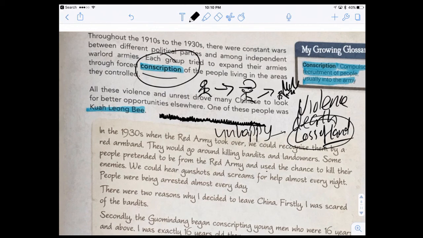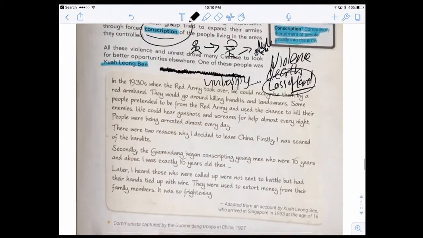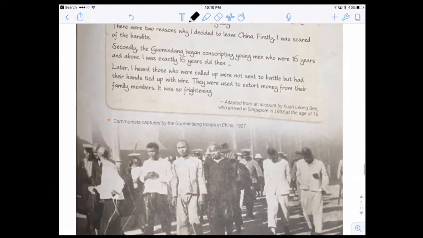So people do not want to die. So hence they sneaked out and left the country, or they just left the country to escape all this war, all this bloodshed, all this death, all this violence. So that is why people left. So this is one of the push factors. Okay?